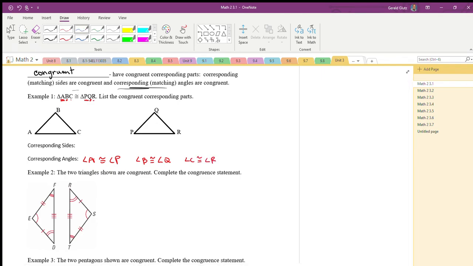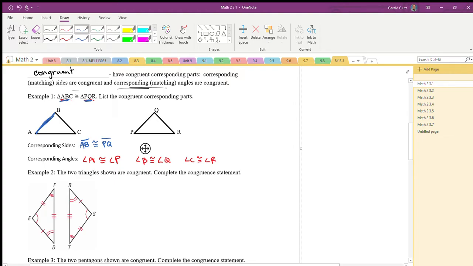So now with the side lengths, it's pretty much the same thing, except to label a side like AB right here, we need two letters. AB are the first two letters, and then PQ are the first two letters. So that means those two sides are corresponding or matching, so they have to be congruent. So side AB is congruent to side PQ. And by the way, to make a congruent symbol, you do the equal sign and then a little squiggly line above it. That's how you do the congruent sign.